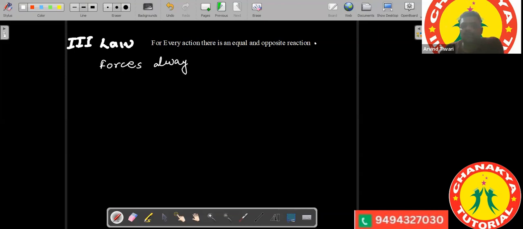There will not be just a single force. There will be two forces. So forces always occur in pairs. We will try to understand this and then apply its meaning.